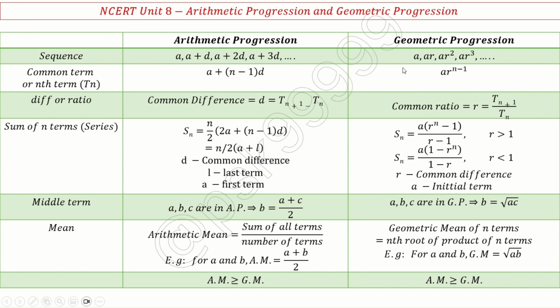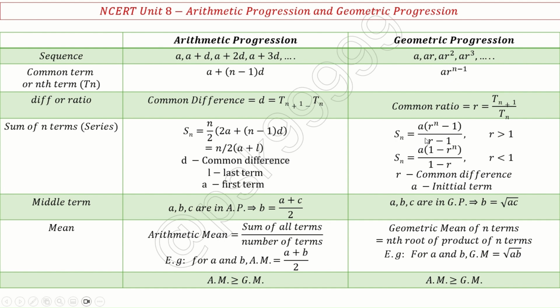So next is geometric progression. Geometric progression is represented as a, ar, ar square, ar cube. You see that each term has a multiplication factor of r. So r is called the common ratio, which is nothing but the division of two terms, the second term by the first term always. And the general term is a into r to the power of n minus 1. Here also the power is 1 less than the term number, where r is the common ratio.